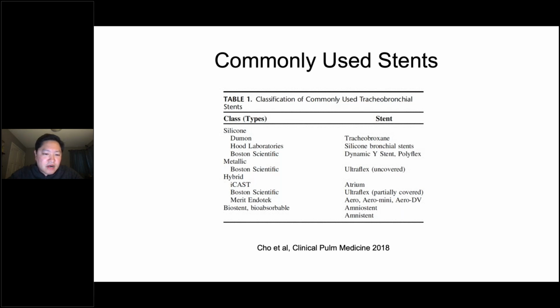I like to designate them as partially covered or fully covered because there's still metallic stents. We preferentially place fully covered nitinol stents and Merit stents and ICAS stents. ICAS is a little bit different than the other stents because it's a balloon expandable stent, and that's something we can talk about in a little bit. And there's also bioabsorbable stents coming out that's made out of amnion, and that's also getting a lot of press these days.